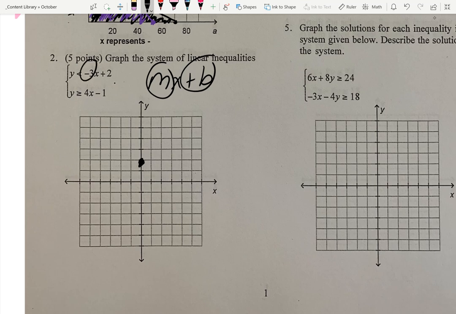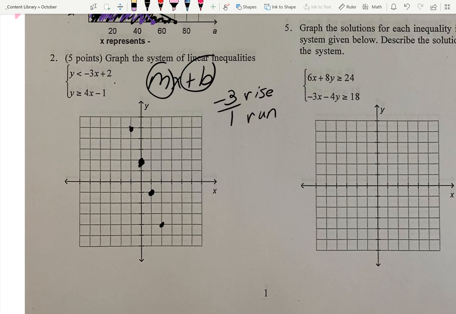So my m value is negative 3, which is the same thing as negative 3 over 1. So this tells me that my rise is negative 3, which really means down, and then my run is 1. So I'm going to go down 3 and right 1, puts me right here. And then I go down 3 and right 1 again, and I go right here. So I'm just going to plot these points to complete my line.